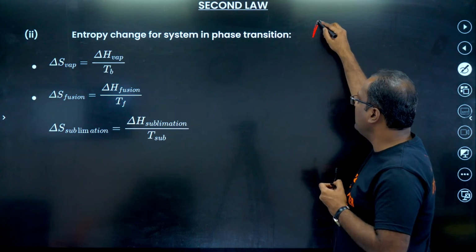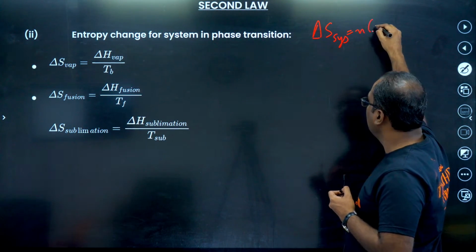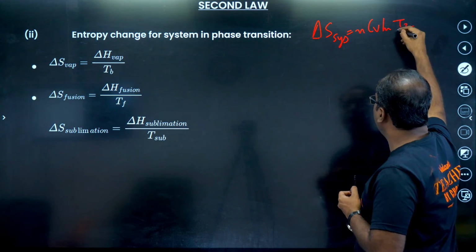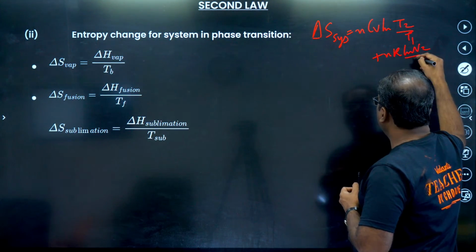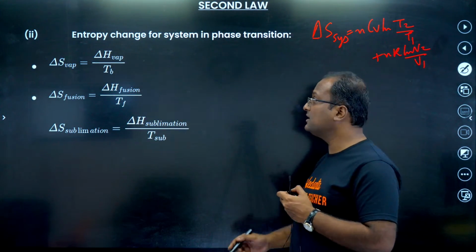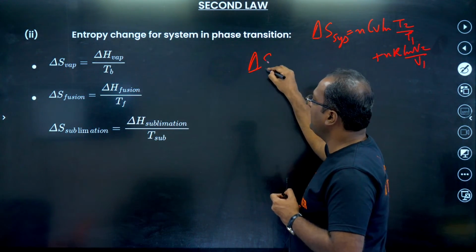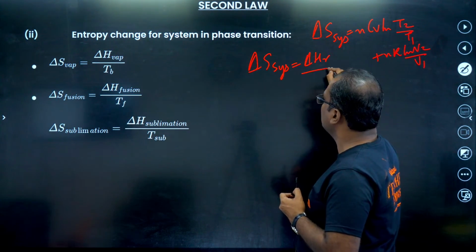So during a process, not a reaction, we use nCv ln T2/T1 plus nR ln V2/V1. But what if it's a reaction? Whenever there is a reaction taking place, we simply use del S equal to del H of the reaction upon T.